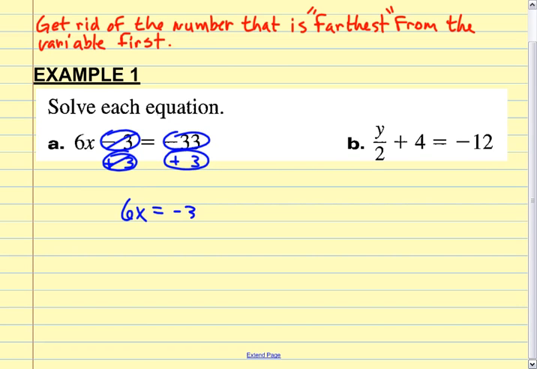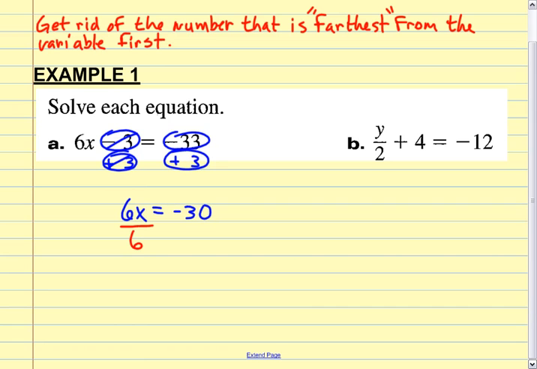Beautiful job. Now, Eric told us at the beginning of this problem that when they say solve, they want us to get the variable by itself. Harry, is the variable by itself? What's with it? The 6 is still with it. So do you see how this is a two-step? The first thing we did was add 3 to both sides. That got rid of the 3. Now what do we need to do, Jack? We need to divide by what? 6. By 6 on both sides.